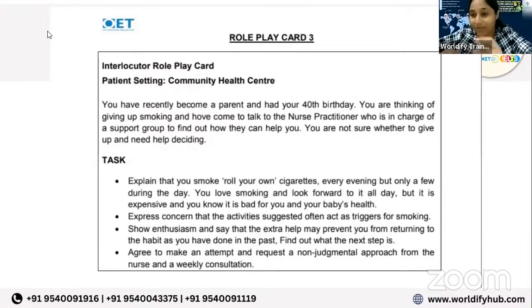Whenever the nurse is talking, our complete sentence's first line should be the response to that patient. Then we can explain the task. Then at the end, always ask a question to the patient. So it's like a two-way communication. That's it. Really good advice, Sonia ma'am. Thank you so much.